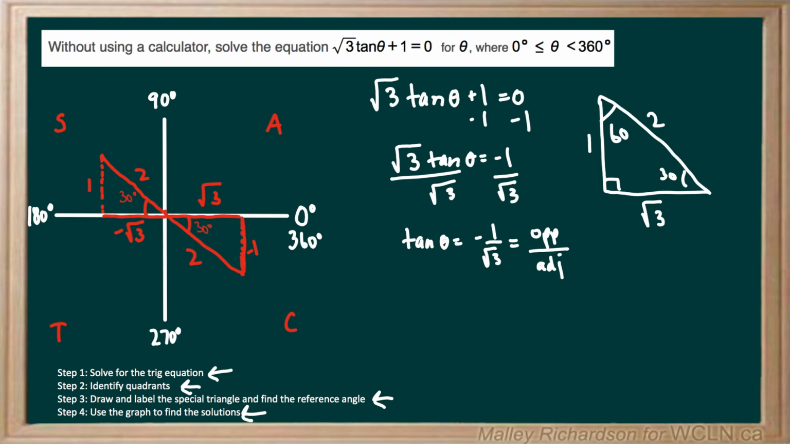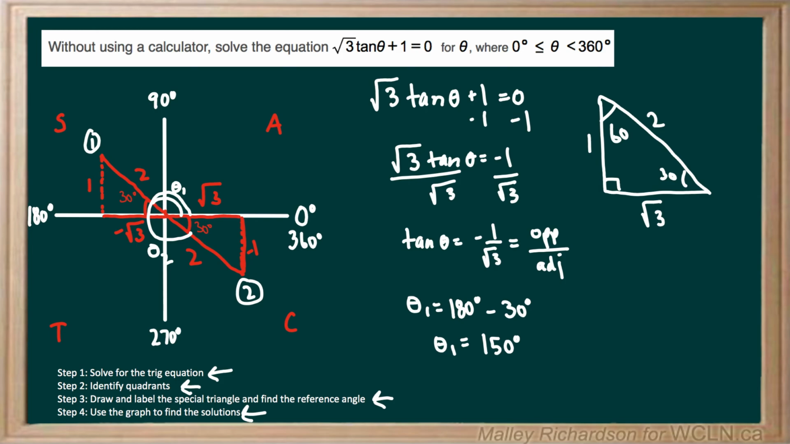To find our solutions, we want to find the standard position angle of terminal arm 1 and terminal arm 2. The standard position angle starts from 0 degrees and ends at terminal arm 1 for theta 1, and starts at 0 degrees and ends at terminal arm 2 for theta 2. Now to solve for theta 1, we need to find the difference between 180 degrees on the x-axis and our reference angle of 30 degrees, where 180 minus 30 gives us a value of 150 degrees.